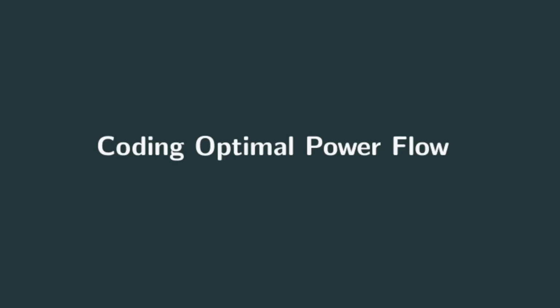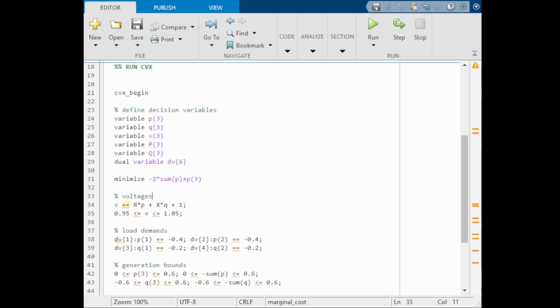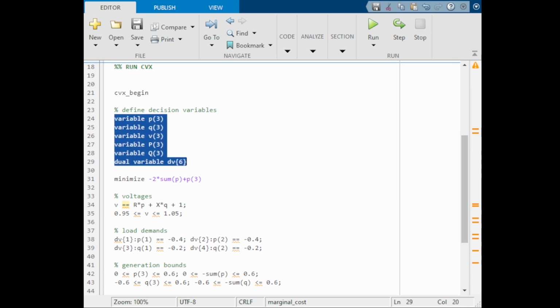We now discuss the coding of optimal power flow based on the LinDistFlow model in the MATLAB software called CVX, which is used to solve convex problems. Over here we define the decision variables in CVX, this auxiliary variable which will store the dual variables after solving the problem.